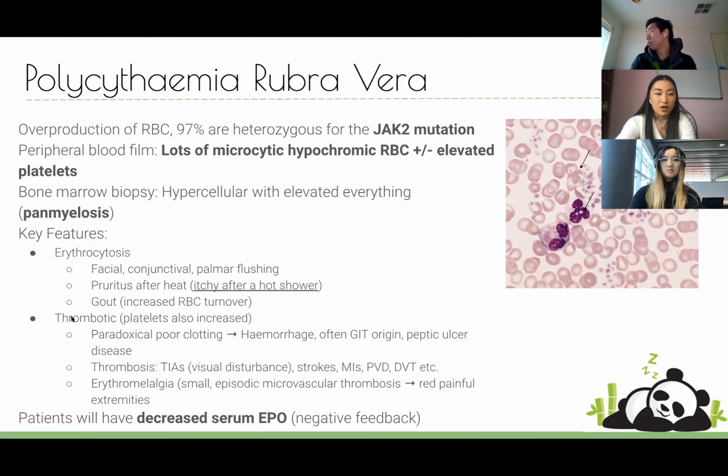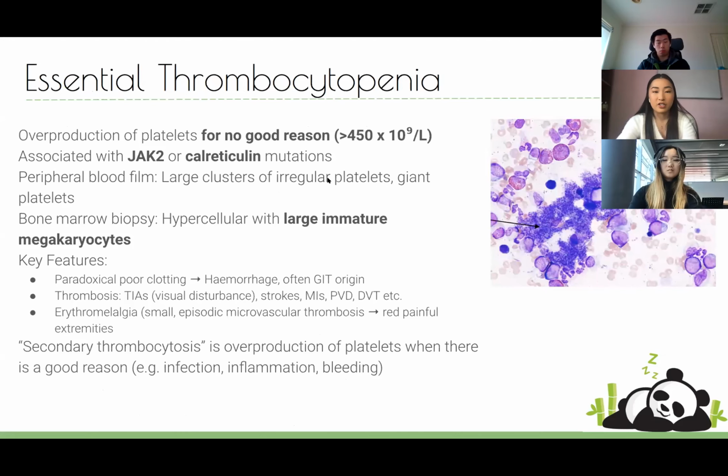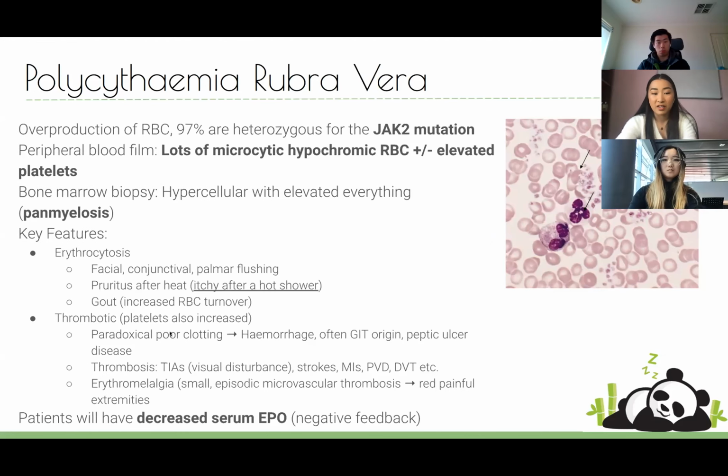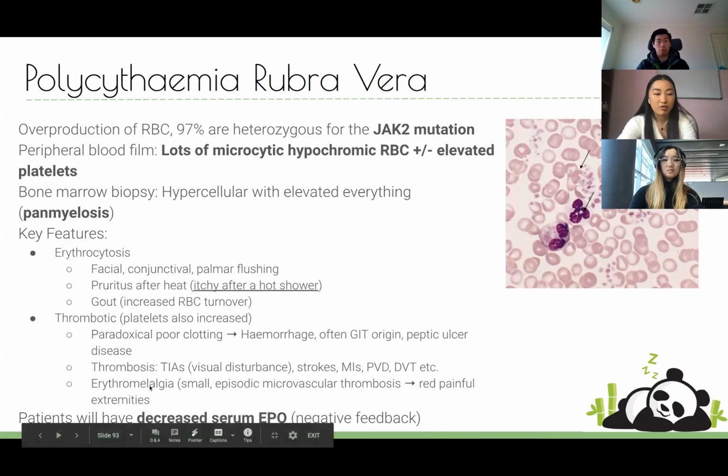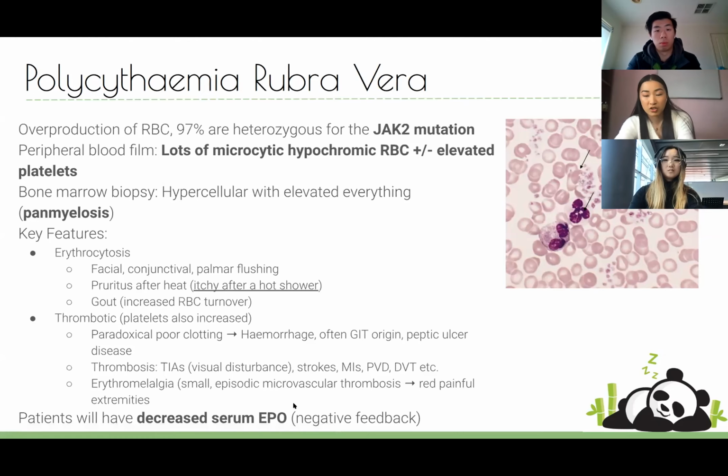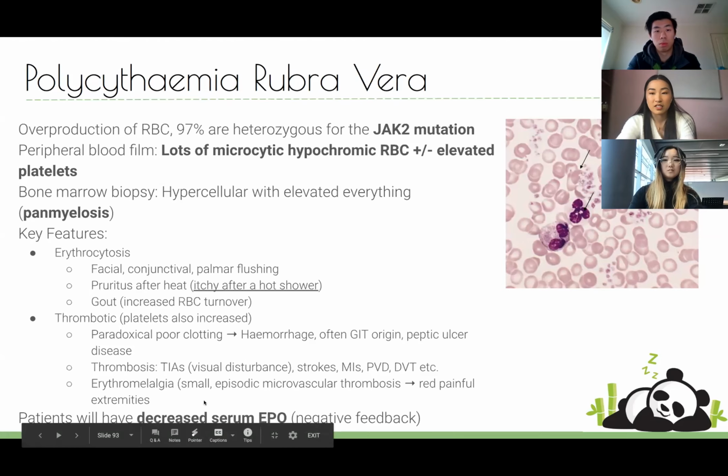And then the symptoms of increased platelets are the same as for essential thrombocythemia. So either paradoxical poor clotting or thrombosis or both, and erythromelalgia. The other one that's part of the diagnostic criteria is decreased serum EPO. EPO, remember, is produced to stimulate the production of red blood cells. So if you have lots of red blood cells, then it makes sense that negative feedback would cause decreased serum EPO.